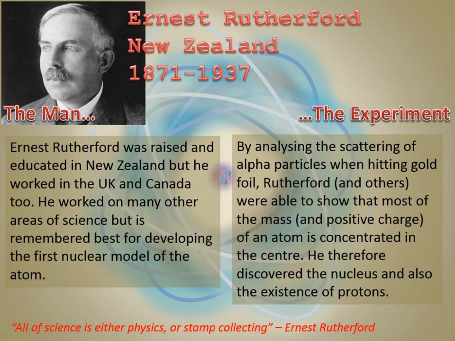Very, very few were scattered backwards towards the detector, and this suggested to Rutherford that all of the positive part of an atom was concentrated in one very small part. And he put this in the center of the atomic model, and he called it the nucleus. And so he had really discovered the positive nucleus of the atom, and you may know the nucleus is made from protons, which are positively charged, and neutrons, which have no charge.